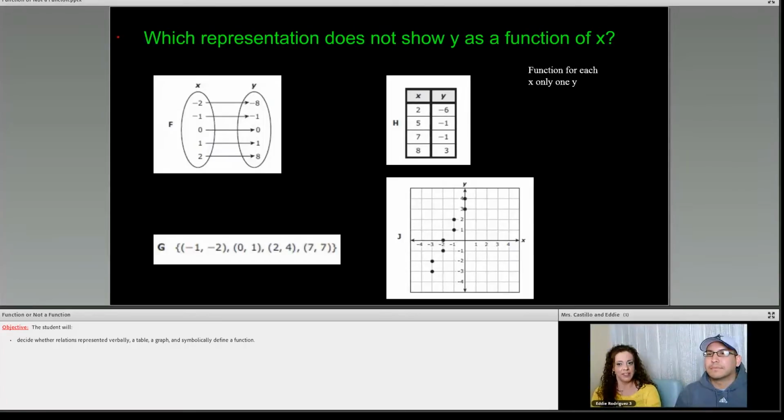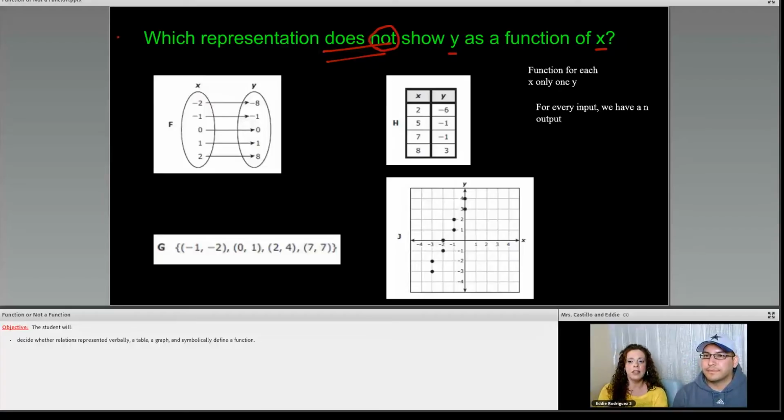Okay, so here we're looking at this problem, and it says which representation does not show y as a function of x. Oh, that was pretty tricky. Yes, they always have these tricky problems, so make sure that you underline or circle the word not, so you don't forget. Now, let's look here because we do have one sample of each representation.